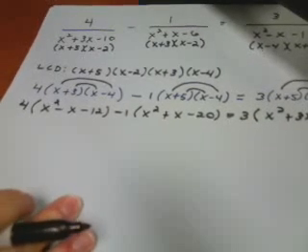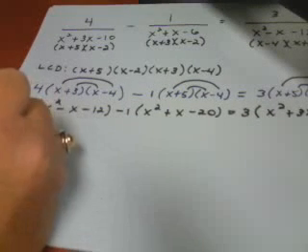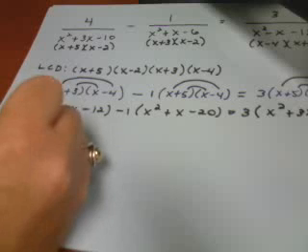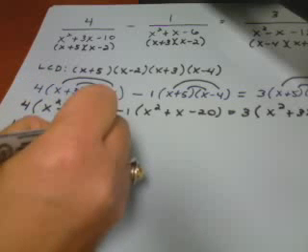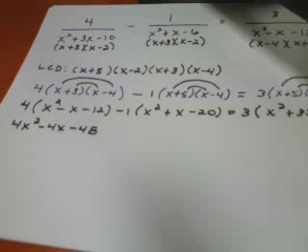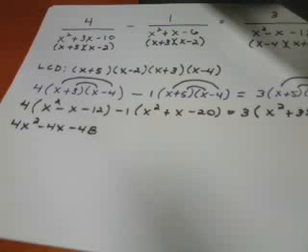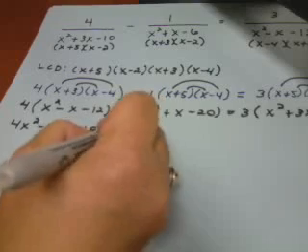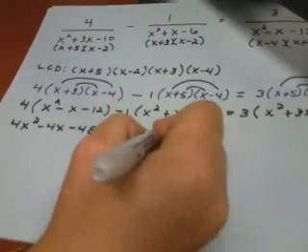So I'm coming back to the beginning. Let's distribute this 4. So I'm going to get 4x squared minus 4x minus 48. Okay, those are my first 3 terms. Now I'm going to distribute a negative 1. Distributing a negative 1 just changes your signs. So I'm going to get minus x squared minus x plus 20.